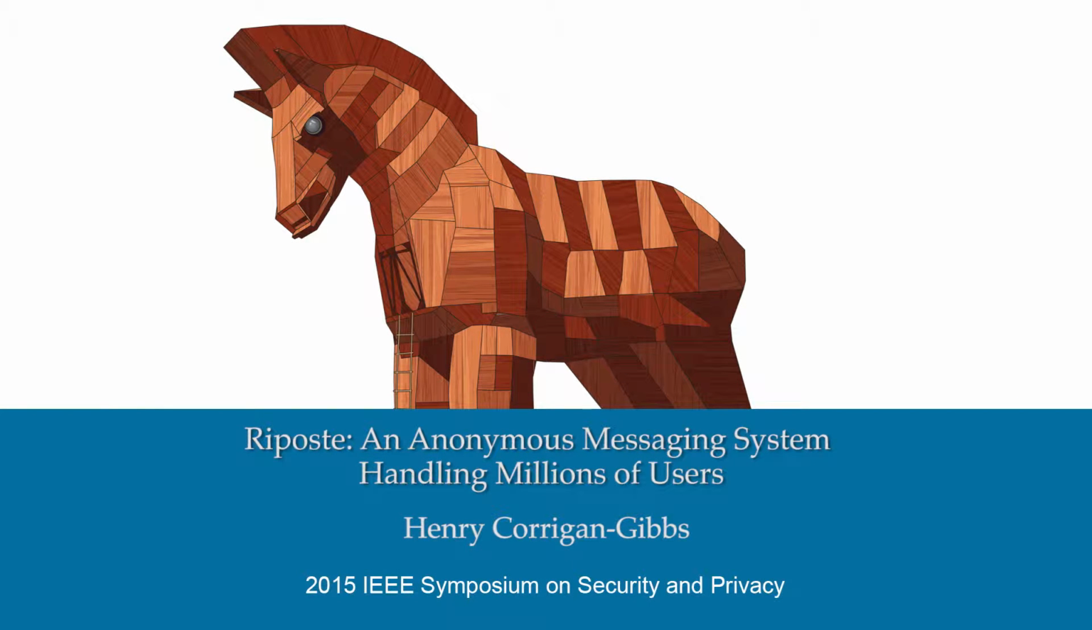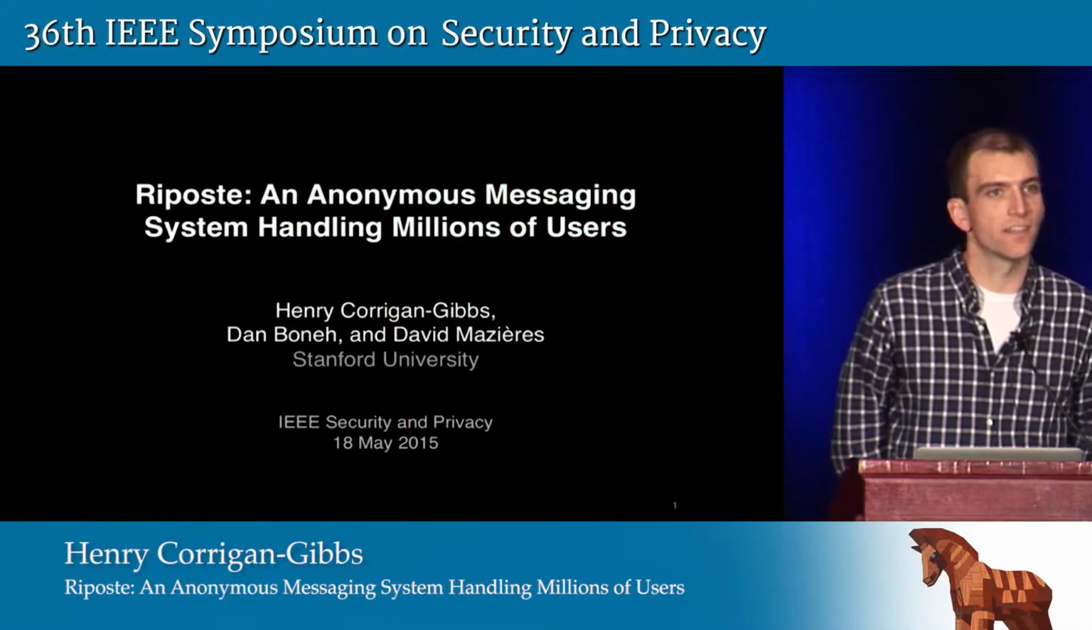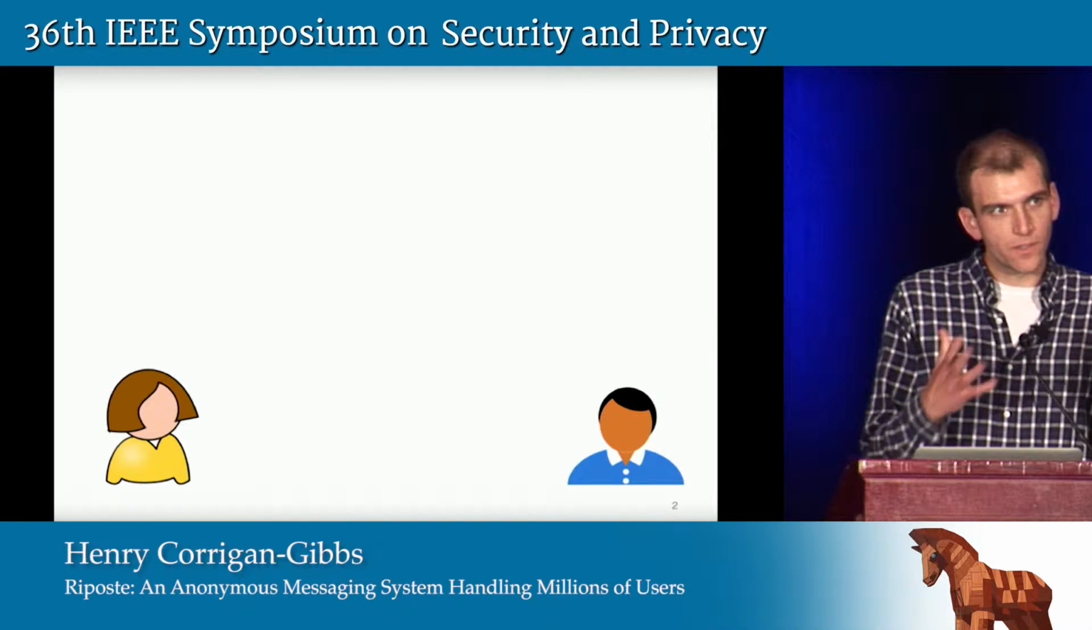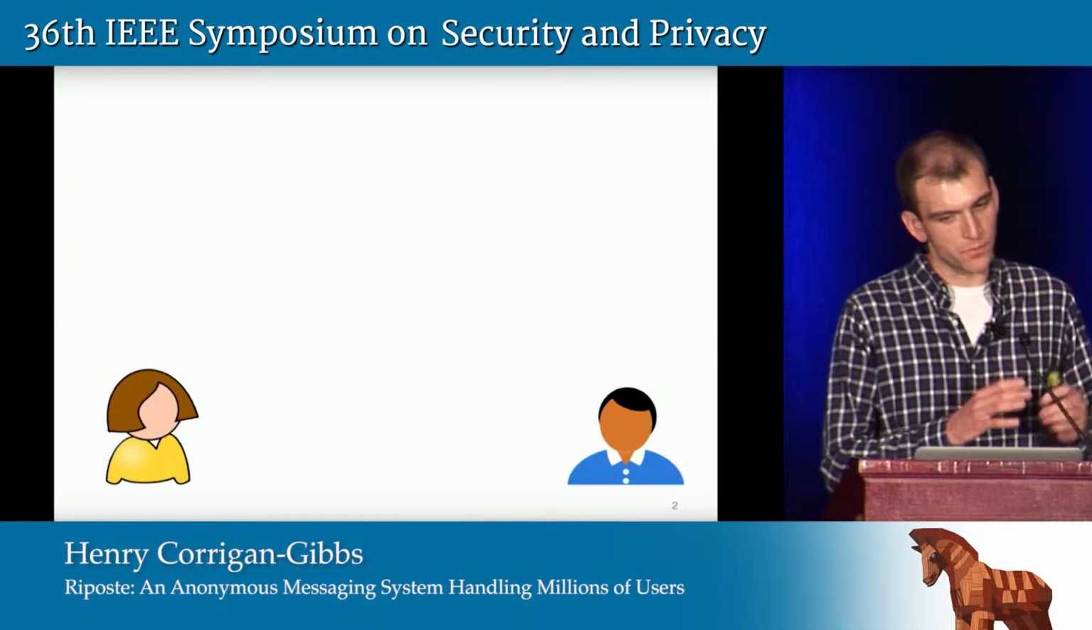Yeah, so my name is Henry Corrigan-Gibbs, and I'm going to talk about some work I've been doing at Stanford with Dan Boneh and David Mazières about a system called Riposte, which is an anonymous messaging system handling millions of users.